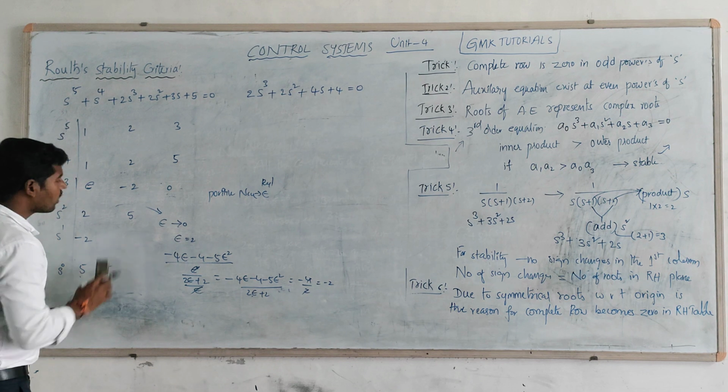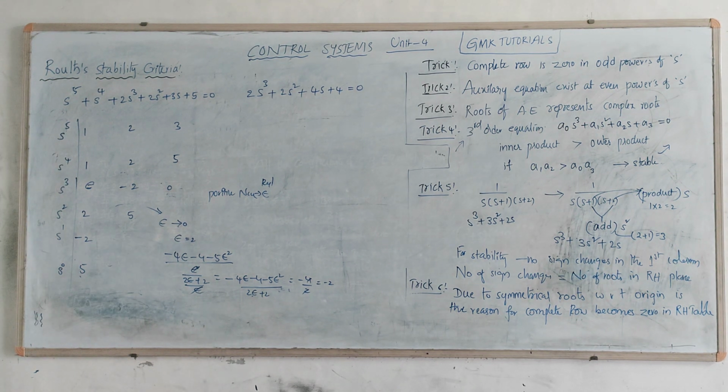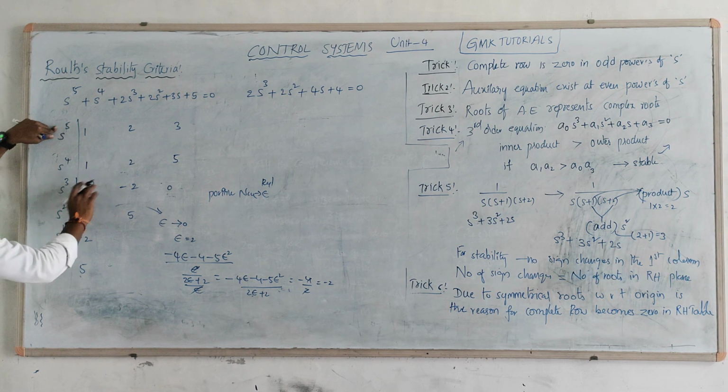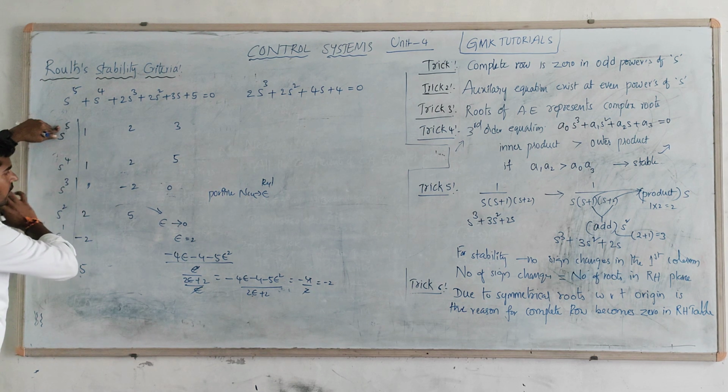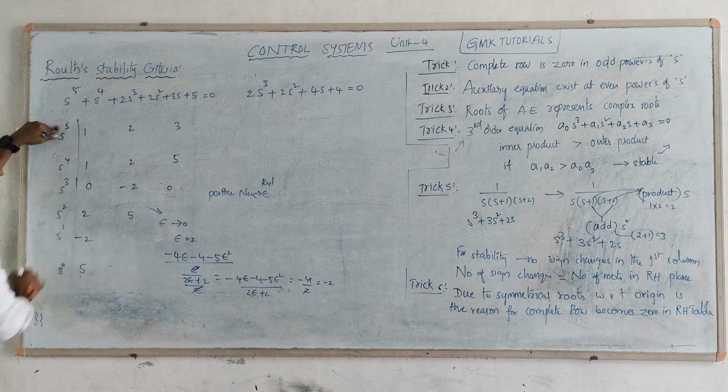So from this you have to conclude the number of sign changes in the first column. No sign changes, so here the epsilon value is equal to 0. So this is also replaced with 2, minus 2, right? Sorry, this complete row is equal to 0. Replace it for finding the value, right?